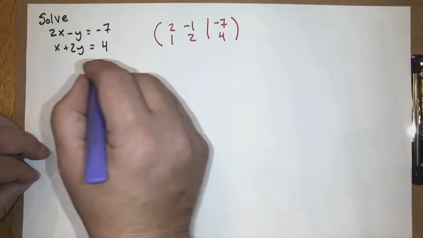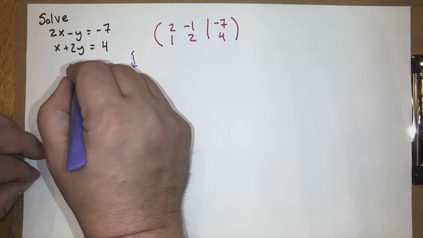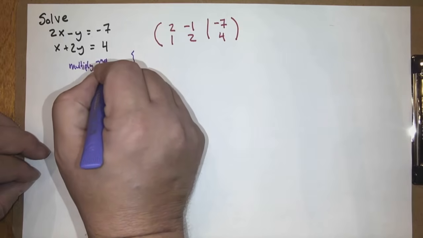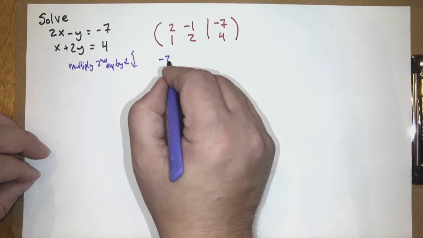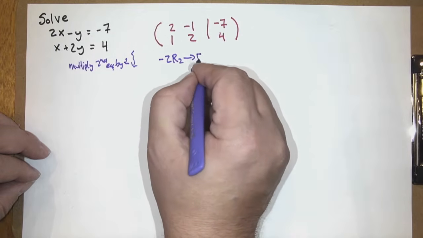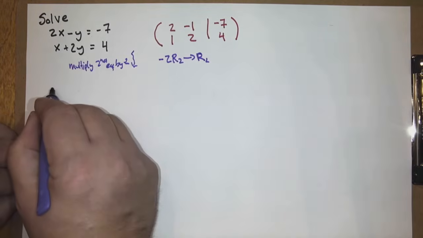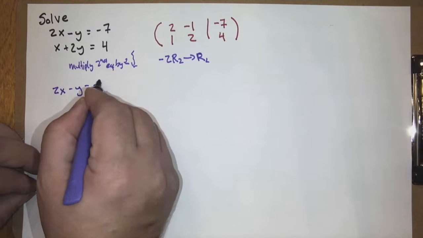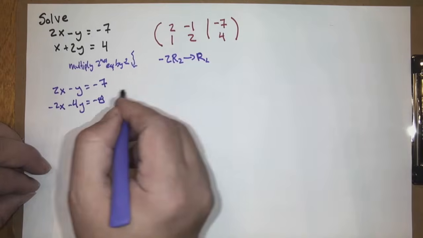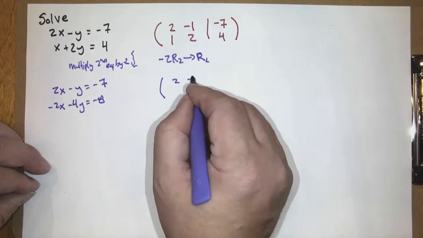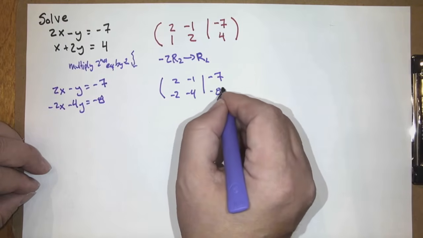All right, so we're going to do the following. Multiply our second equation by -2. Here, this would become -2 times row 2 becomes our new row 2. This is how the book would write it. This is what we're saying. So we get 2x minus y equals -7, and -2x minus 4y equals -8. Over here, we would get -2, -4, -8 becoming the new second row.